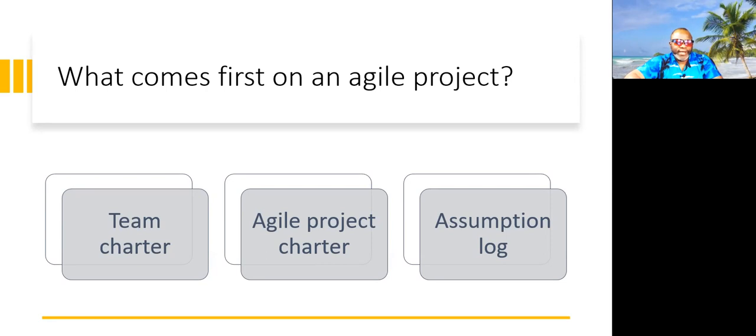All right, 3, 2, and 1. The answer to this question, my friends, what comes first on an Agile project? It's not the team charter. It's not the assumption log. It's the Agile project charter, because that is what gives the vision and the understanding of what the project is all about. All right, let's go to our next question.